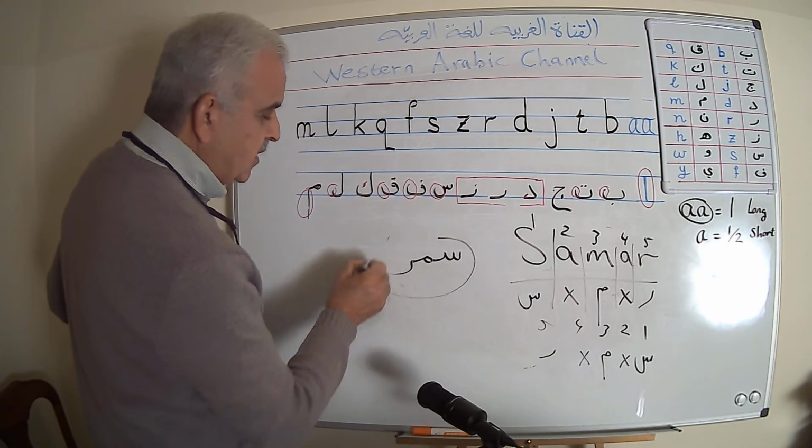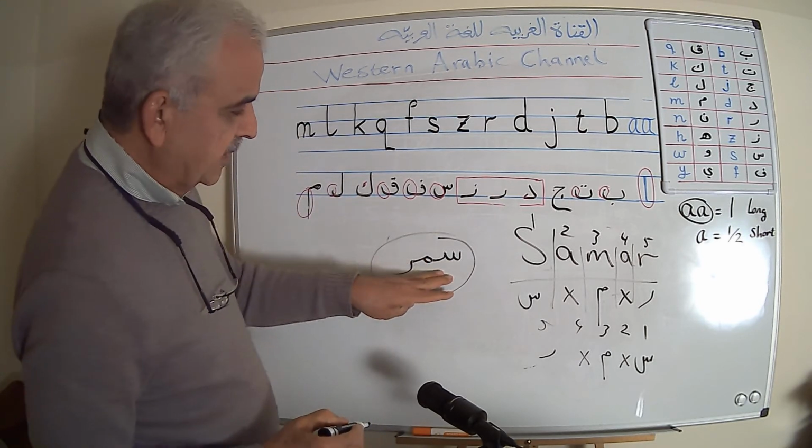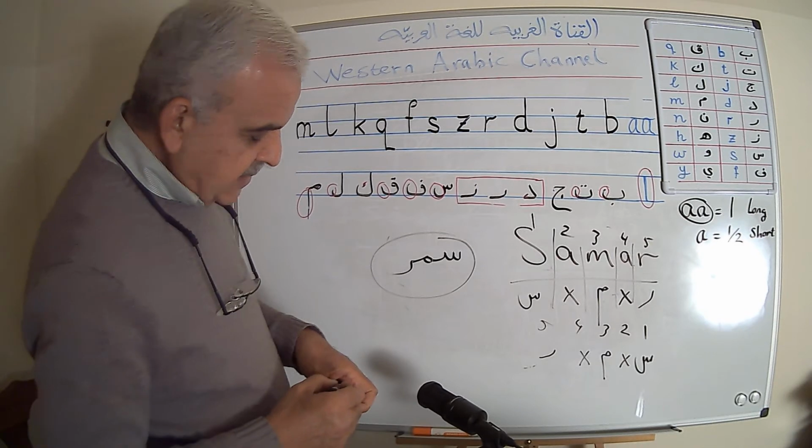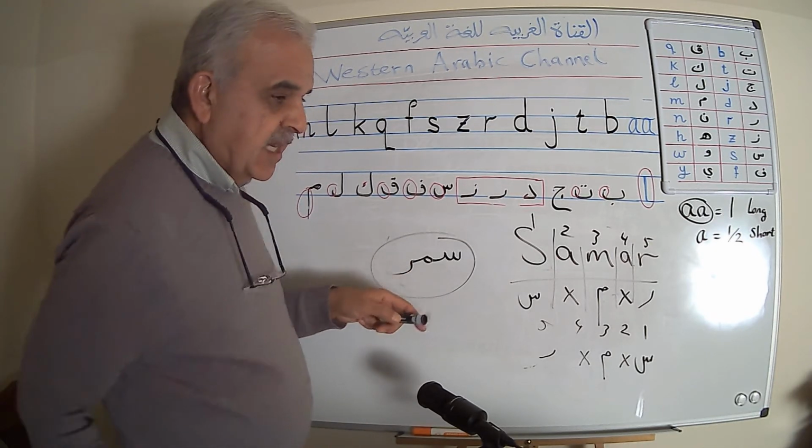So this word is summer. It's a name, a girl name, Summer. Okay, so this is how we connect letters in Arabic.